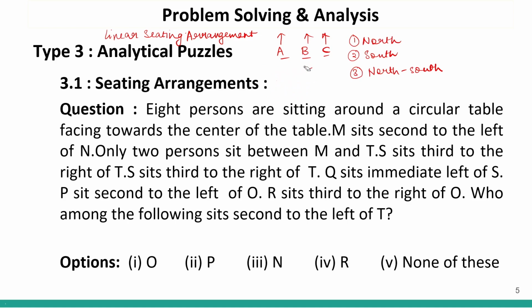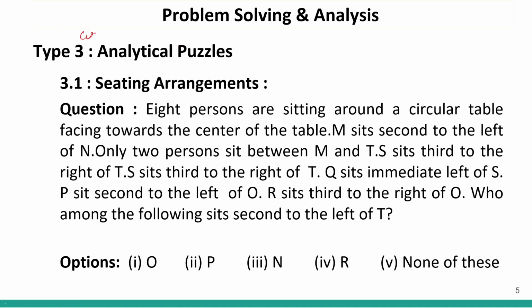So now you can get a possibility that everybody is facing north, or second possibility that everybody is facing south, or you could get a possibility that let's say A and C are facing north and B is facing south. So either of the three possible questions you can get. Okay, this is linear seating arrangement. Now the second one is circular seating arrangement.